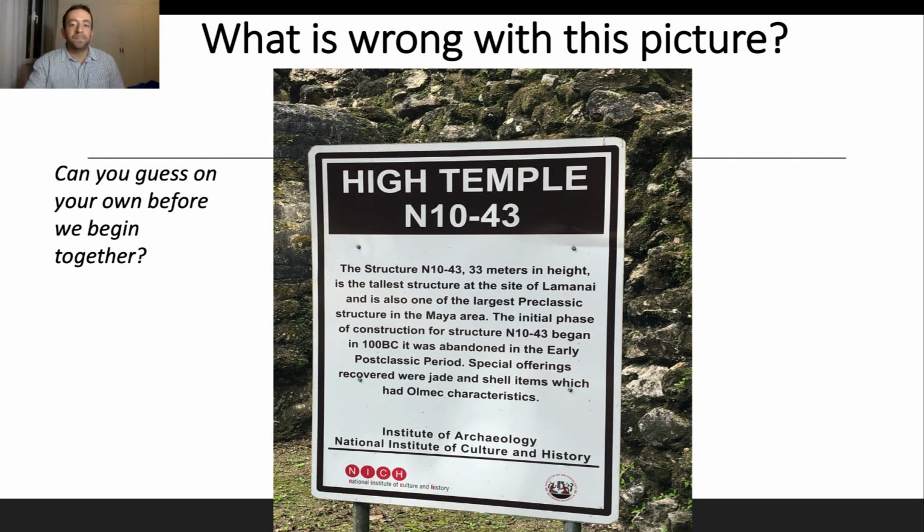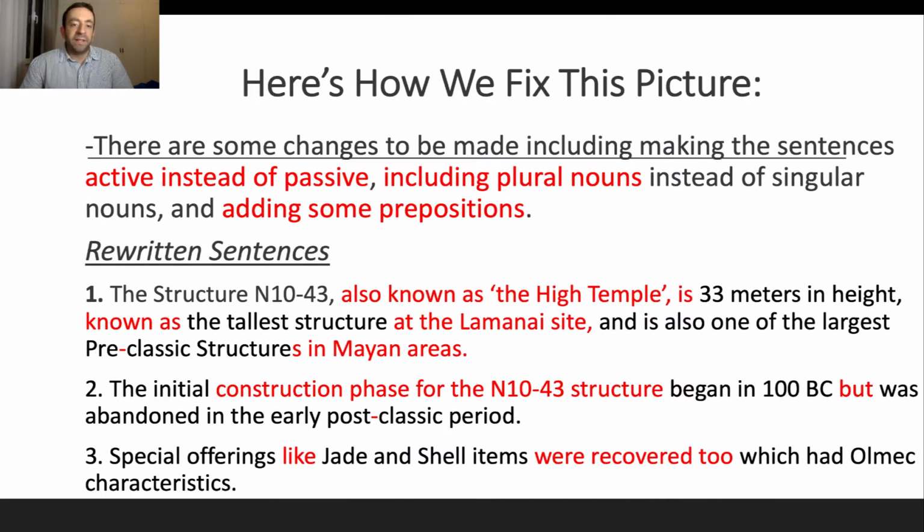Let's compare notes. So here are my rewritten sentences. Yours might be a little bit different, but hopefully you have the same changes that I did. The structure N1043, also known as the High Temple. Notice I put "also known as the High Temple" in quotation marks. It is 33 meters in height, known as the tallest structure at the Lamanai site, and is also one of the largest pre-classic structures. I put a hyphen there in front of classic, but it's not really necessary. Remember the S there, structures in Mayan areas. We're talking about more than one Mayan area when we're comparing these structures.